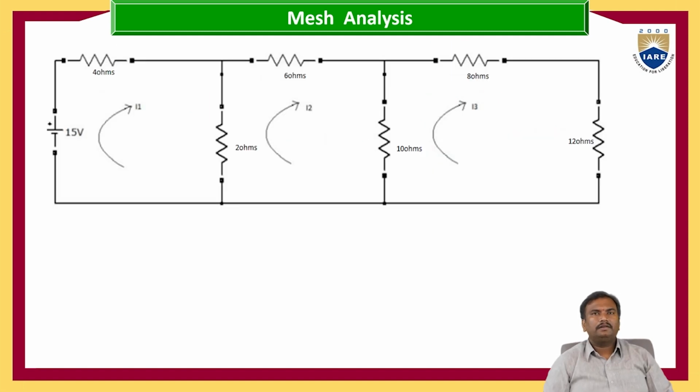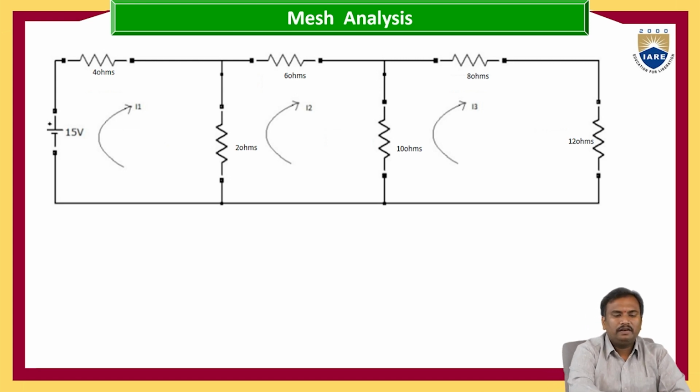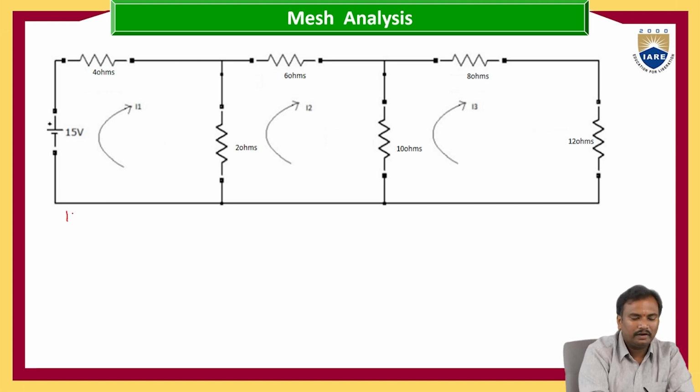Till now we have discussed two loop mesh analysis problems. Now we'll go with three loop mesh analysis. That is 15 volts. These are the three loop currents, where three loops we are having in this particular circuit. When three loops are there, we have to give three loop currents, that is I1, I2 and I3. The procedure for writing the KVL is the same whether you are taking two loops or three loops. So now let us write the KVL for loop 1.